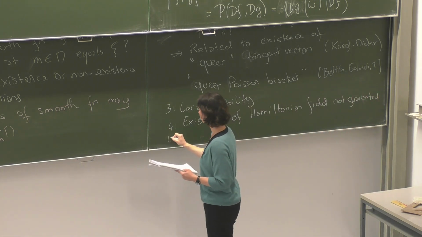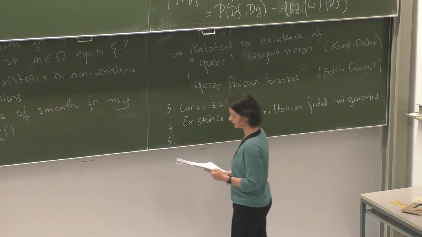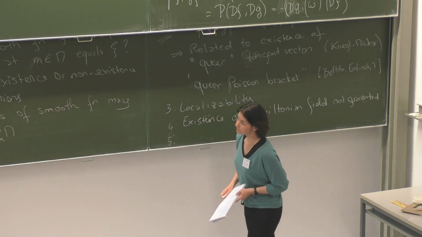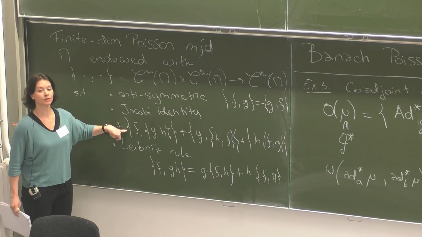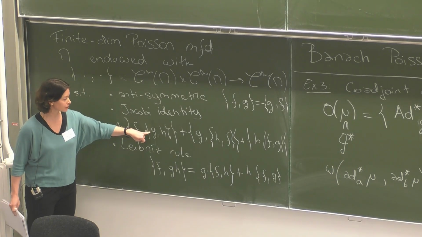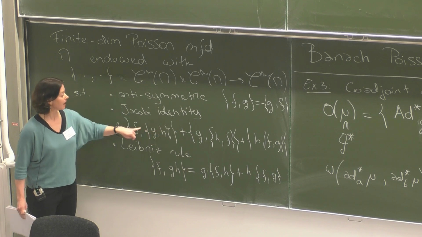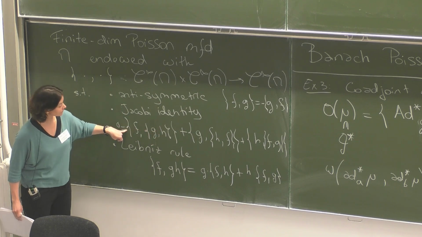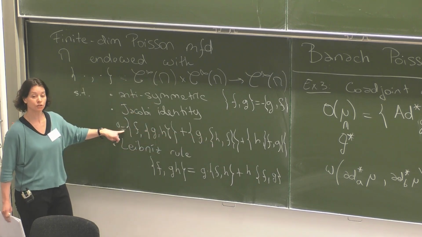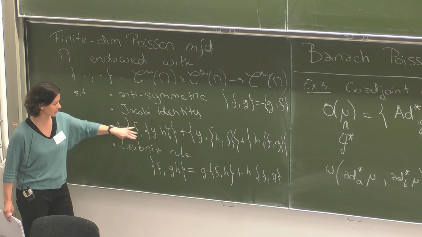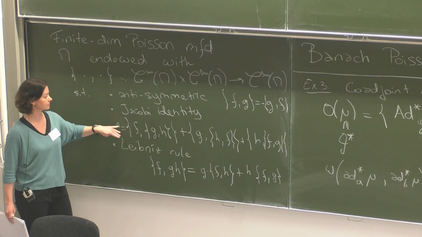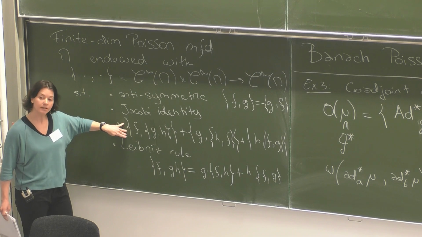And the last difficulty I can mention, I mentioned this Jacobi identity here. In the finite dimensional case, you can write it in terms of the differential of f, the differential of g, and the differential of h. And it turns out that in the finite dimensional case, the right-hand side of this identity is a tensor. So you can relate the vanishing of this identity to the vanishing of some tensor. It is not clear in the infinite dimensional case that the right-hand side is a tensor.